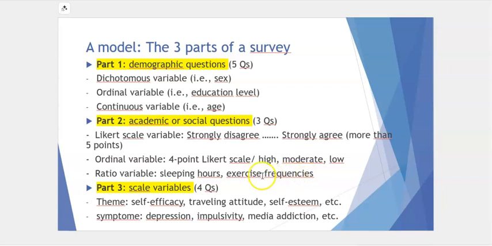It's very possible that people say they don't do any exercise, so it will be zero. And the sleeping hours, that cannot be zero, but we can start from zero. So that is the ratio variable.